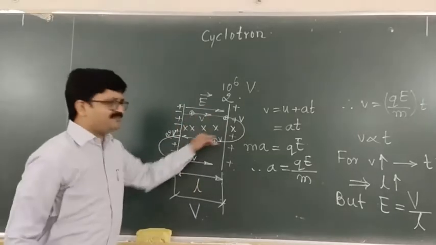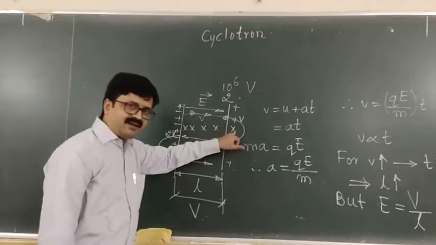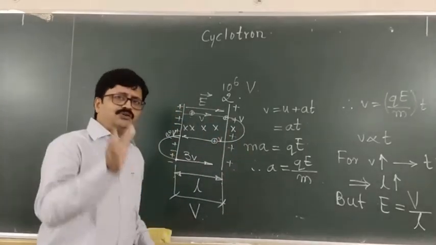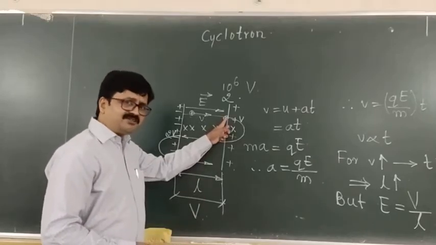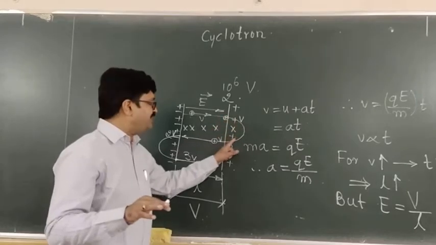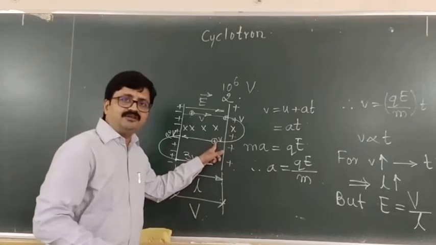If I utilize a magnetic field, then obviously what happens here? The magnetic field will make that charged particle execute uniform circular motion, so that the speed gained by the charged particle at one end will not be lost. It will be maintained as it is. Then again it is reintroduced back into the electric field.